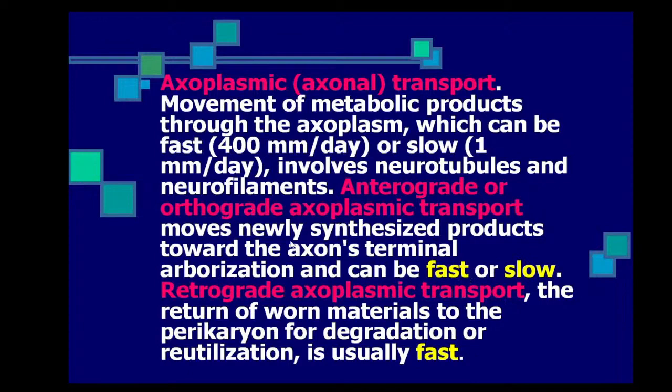So this is movement of neurotransmitters, specialized proteins, neuroproteins, which migrate into the synapses from the cell body into the terminal of the axon. But retrograde axoplasmic transport returns worn materials to the perikaryon for degradation or reutilization, and is usually fast. So remember, axoplasmic transport, axonal transport, can be anterograde and retrograde. Anterograde has a fast variant and a slow variant, but retrograde transport is ordinarily fast.